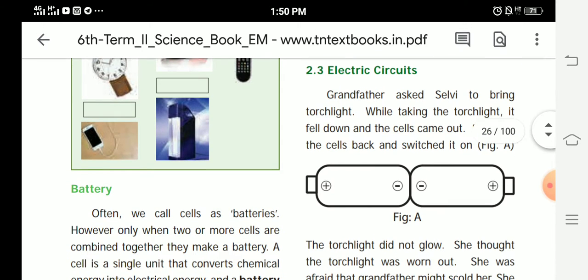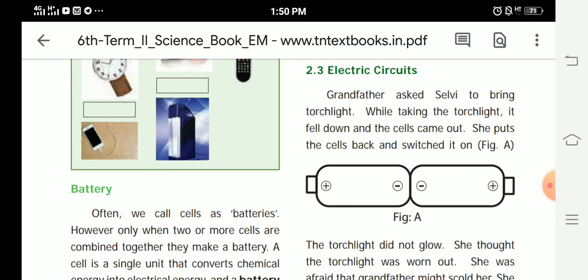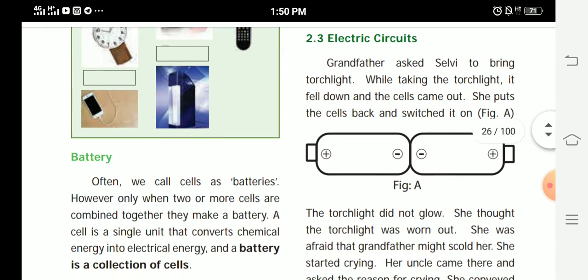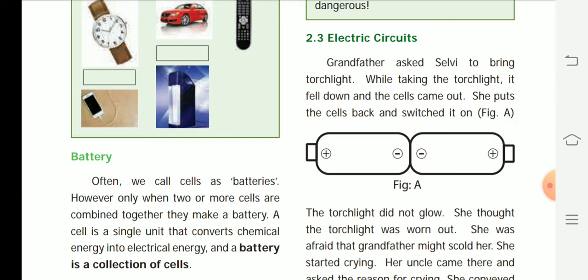This is how the current works in the electric circuit. Grandfather asked Selvi to bring the torchlight. While taking the torchlight, it fell down and the cells came out. She put the cells back and switched it on. The torchlight did not glow.